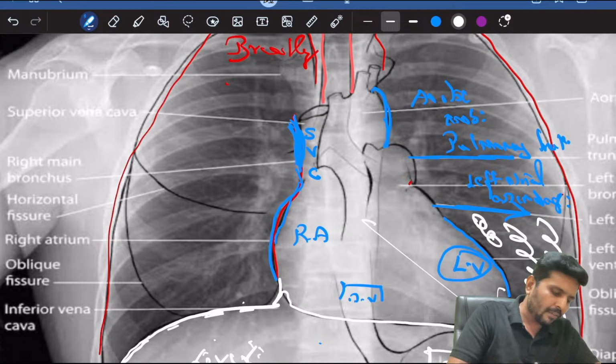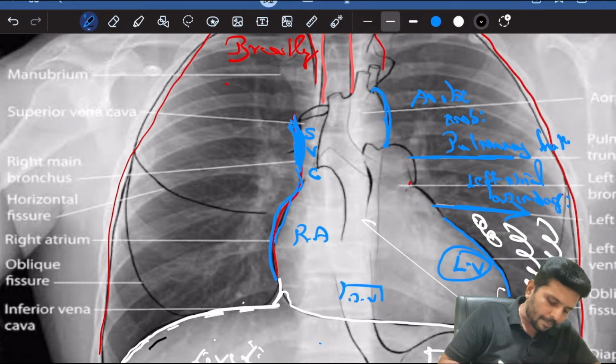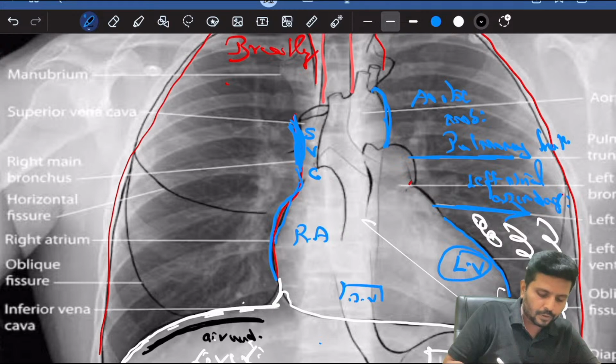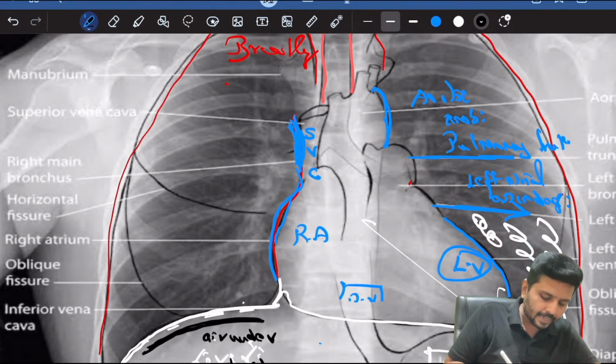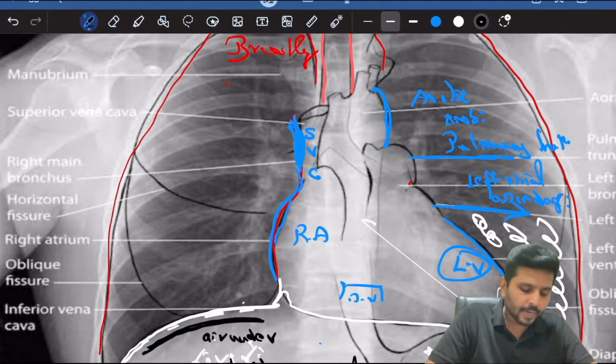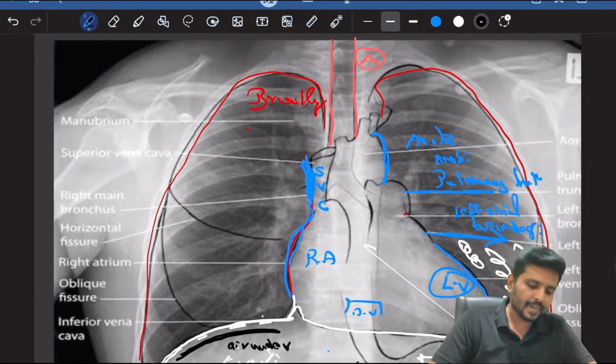But below the level of diaphragm, if you have a rim of black colored thing, this is called air under diaphragm. Air under diaphragm indicates that there is an underlying perforation of the intestine. Particularly it occurs in case of typhoid or it can also occur in TB abdomen.